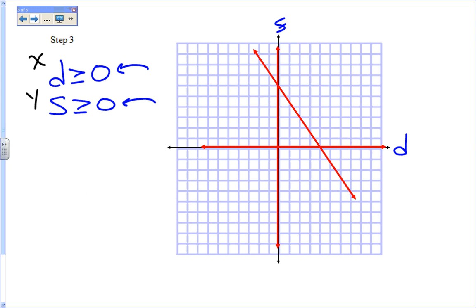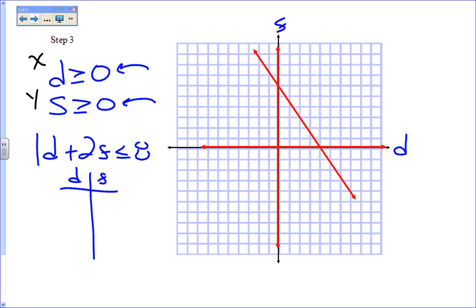And our last one, 1D plus 2S less than or equal to 8, DS table. And again, from up above, these would be likely our best bet. So I put 0 in for D, and S has to be what? 4? Put 0 in for S, and D has to be 8. Like so.